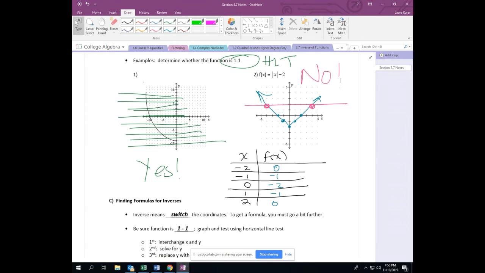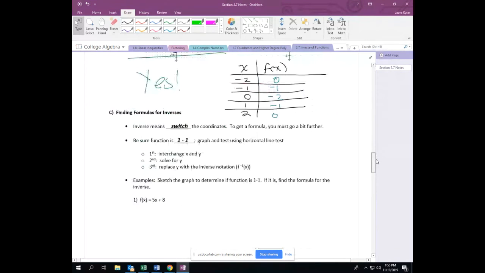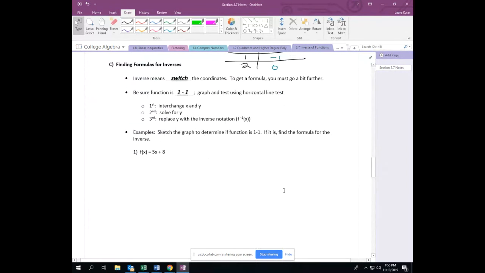So let's see here. What else is in this section? Finding formulas. We actually already did this once. We found the formula for the original one where we switched the x and y and resolved. So I actually did one like this already, and you're going to see another one. Here it says inverse means switch the coordinates. We already did it. To get a formula, you're going to solve it.